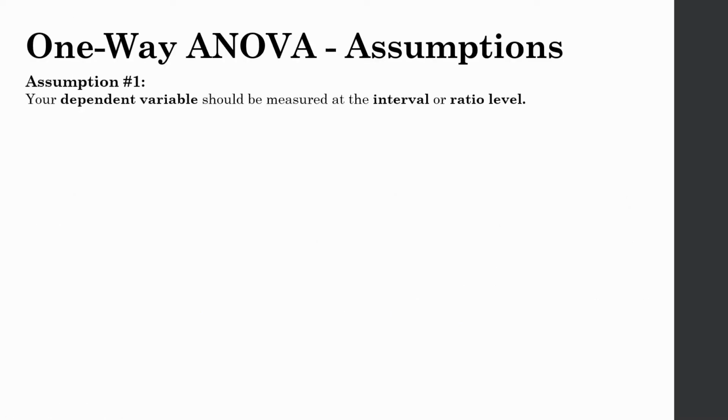So what are the assumptions? As with all the tests, we've got assumptions as well. So what are the assumptions for one-way ANOVA? Number 1, your dependent variable must be measured on an interval or ratio scale. That is, it should be numerical.